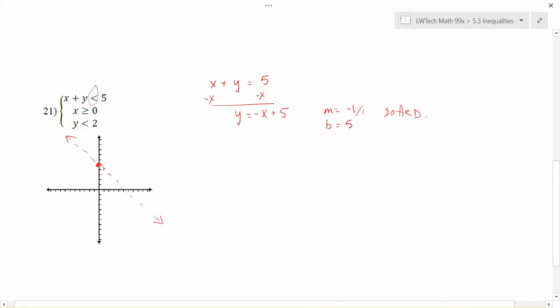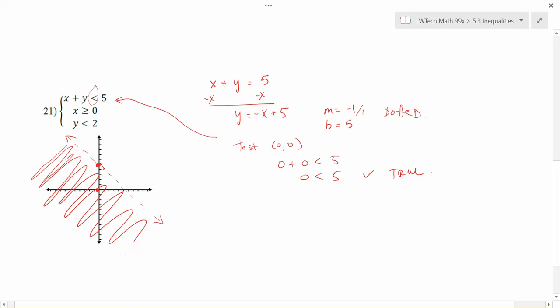In order to shade a section, I need a test point. I can, in fact, use 0, 0 here. Go back to the original inequality. That gives me 0 plus 0 is less than 5. And 0 is, in fact, less than 5. That's a true statement. So the side that has 0, 0 is going to be the side that gets this red shading here. So everything down in that corner of the graph is up for grabs.